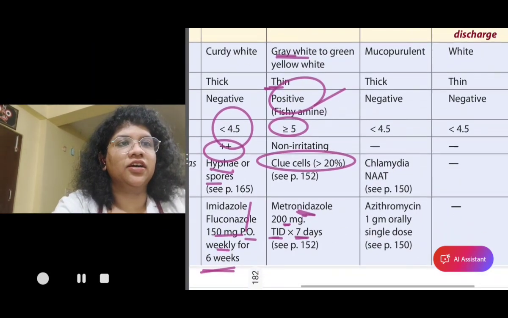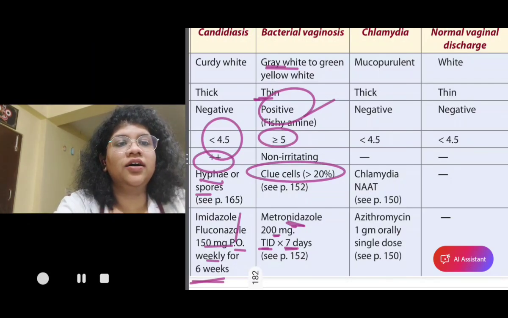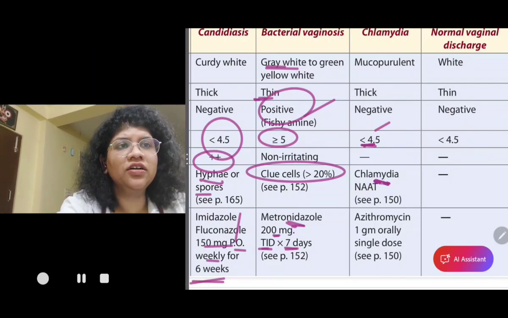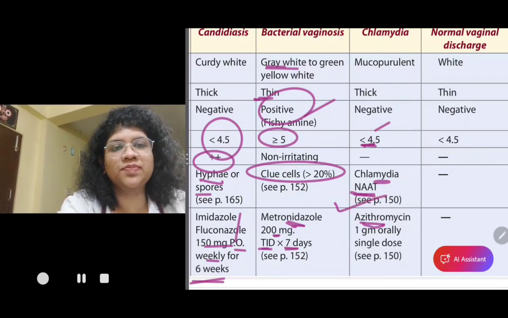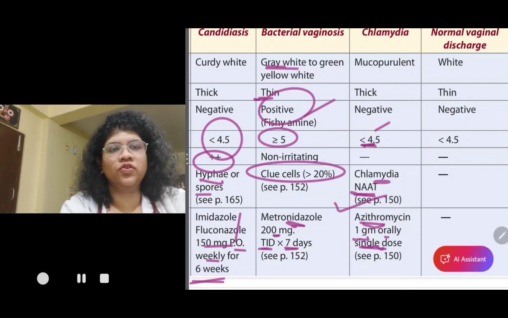Next comes chlamydia. Chlamydia will have mucopurulent discharge. It is thick in consistency. It will have a negative whiff test. Again, acidic. This shows acidic pH. Chlamydia is diagnosed with the NAAT test. Okay. And the drug of choice is azithromycin. So this is very special, so you have to remember azithromycin 1 gram orally, single dose. Chlamydia comes under your sexually transmitted infections, so you have to remember this.